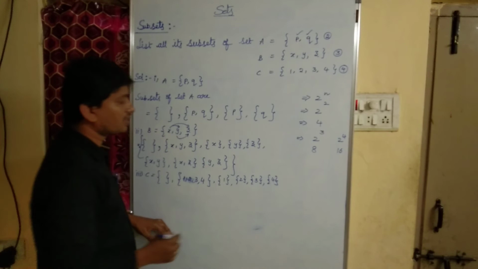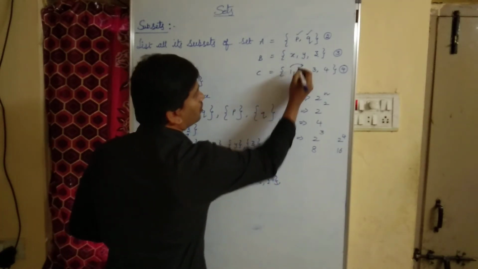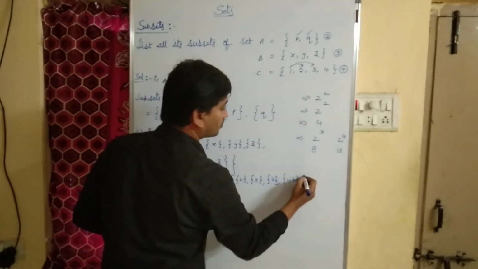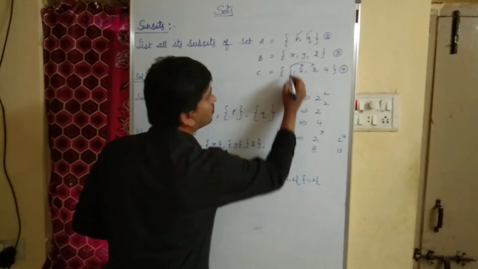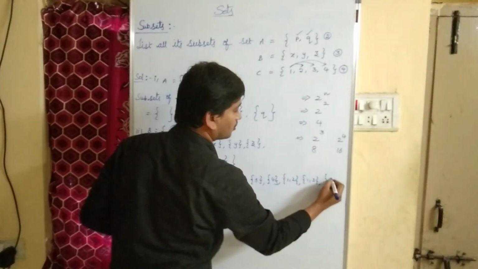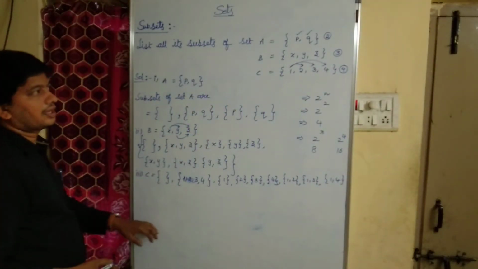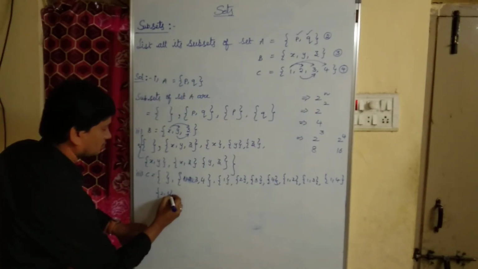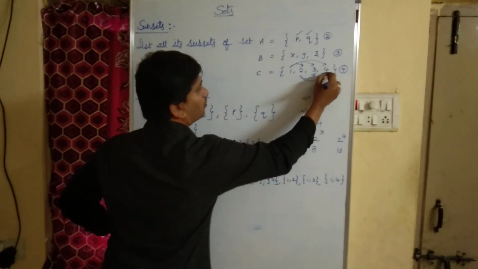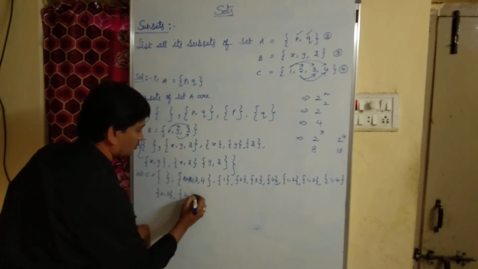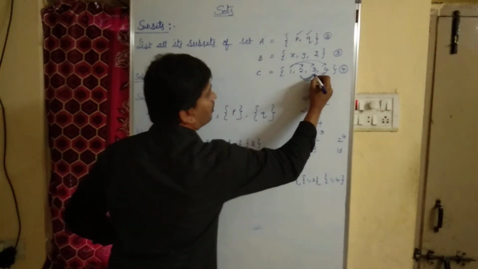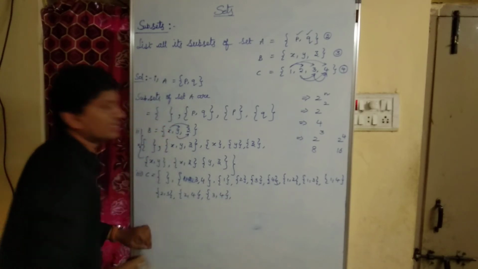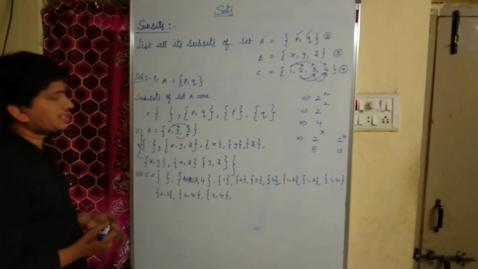Now let us write two elements. 1 2, 1 3, 1 4, right? As well as 2 3, 2 4, as well as now 3 4. Two elements over now. Now let us find 3 elements.